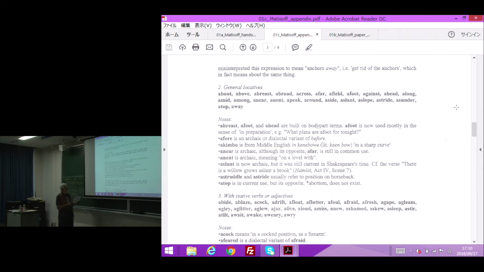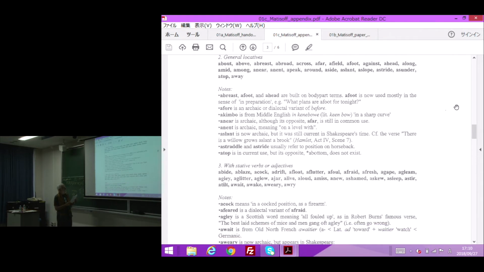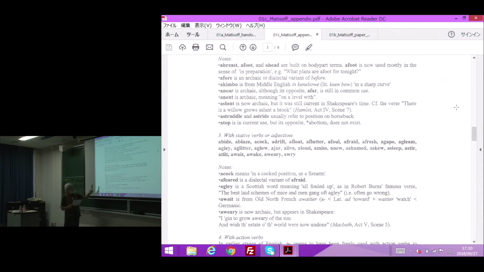Can we keep scrolling? Yeah, this is a Scottish word, agley, a famous verse: the best laid schemes of mice and men gang aft agley, often go wrong. Aweary also appears in Shakespeare. I begin to grow aweary of the sun and wish the estate of the world were now undone.